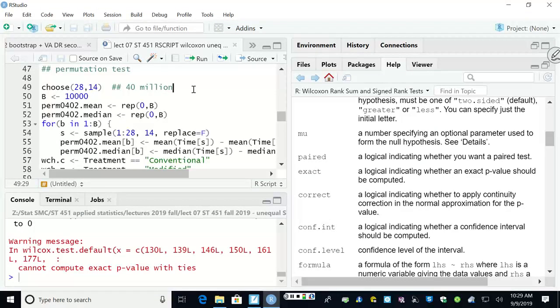We're not going to look at all possibilities. There's about 40 million some ways to reorganize, choosing 14 out of 28, but we're going to simulate 10,000.